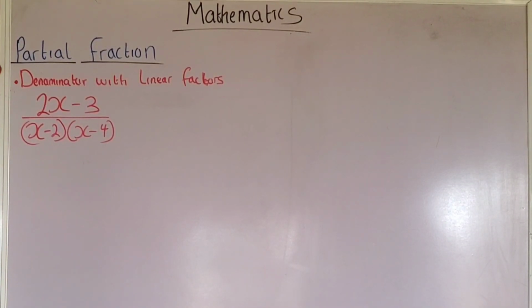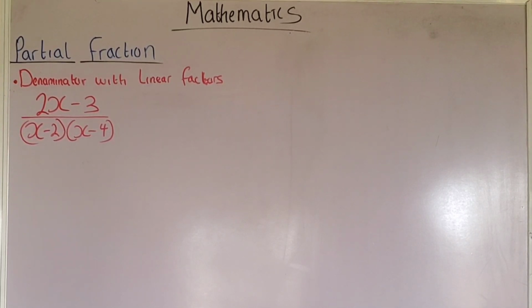Let's consider another question on partial fractions. We are asked to resolve (2x - 3) over (x - 2)(x - 4) into partial fractions. Now, how do we resolve this into partial fractions?